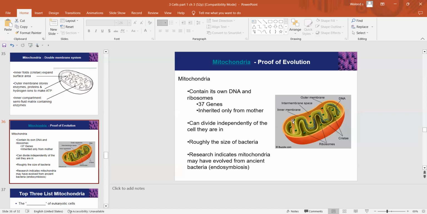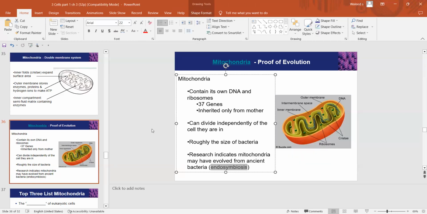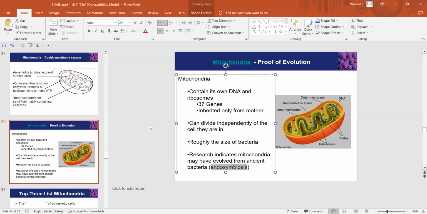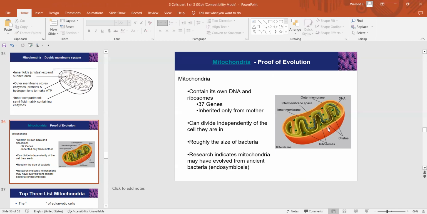It's about the size of the bacteria. For those two reasons, there is a theory called endosymbiosis, and you guys should know the theory. We talked about this before, in chapter 2. The endosymbiosis theory says that this mitochondria used to be a bacteria, and it got into the cells to give the cells the power to become the powerhouse of the cell.